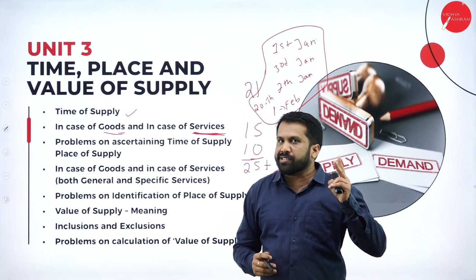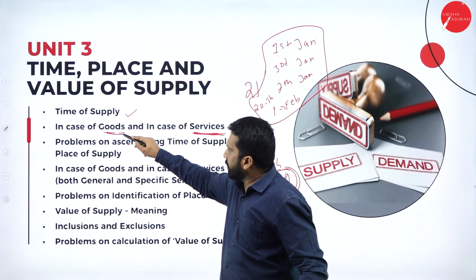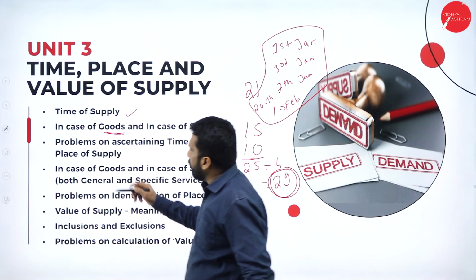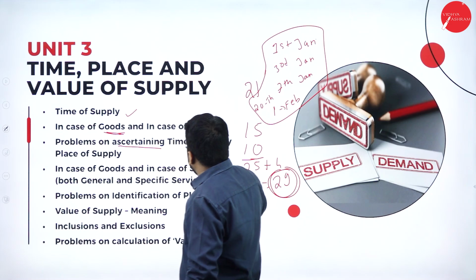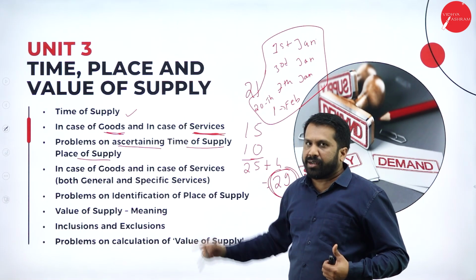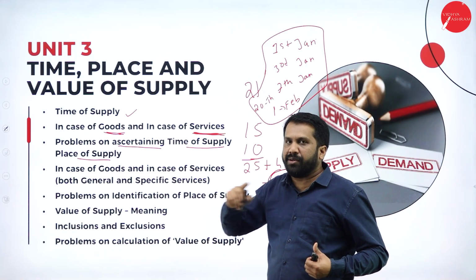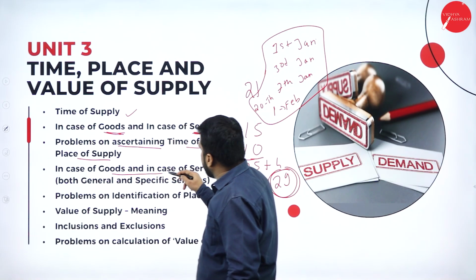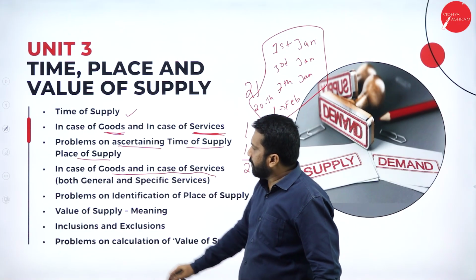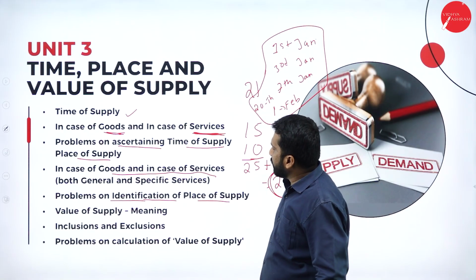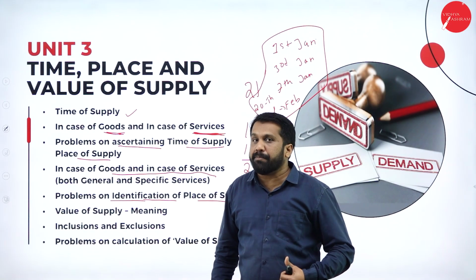There are two types of supply. One, you can supply the goods. One, you can supply the services. Problems on ascertaining time of supply, place of supply. I'll make you understand all about place, time and value while doing that particular topic. In case of goods, in case of services, same thing. Problems on identification of place of supply, where the sales happened.